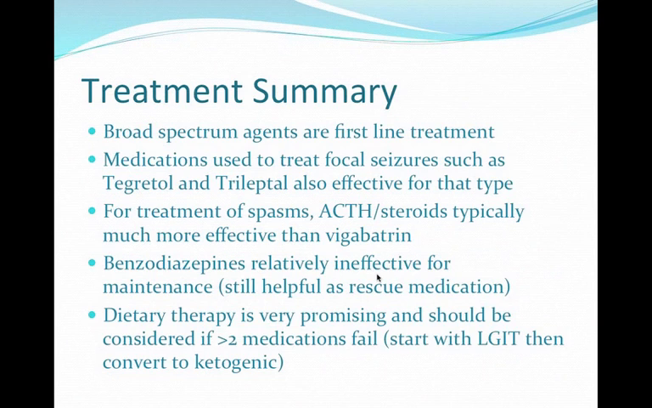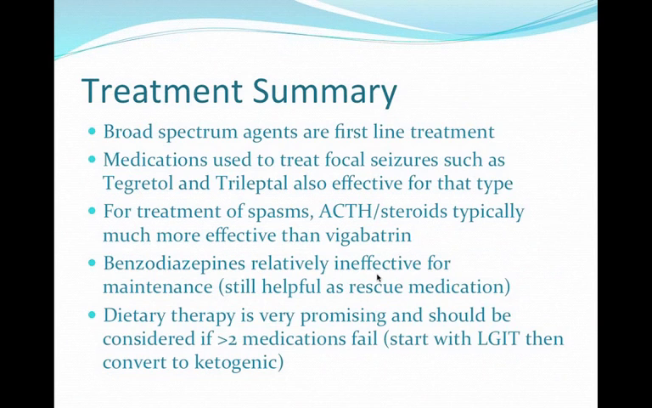So for spasms, ACTH or oral steroids like prednisone seem to be much better than vigabatrin, which is a great medicine in general, and it's a drug of choice in tuberous sclerosis. But in 15q specifically, I think it's because it's a GABAergic kind of medicine, which doesn't seem to work as well as the steroids. The benzodiazepines are relatively ineffective.